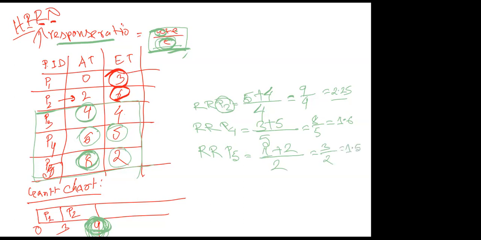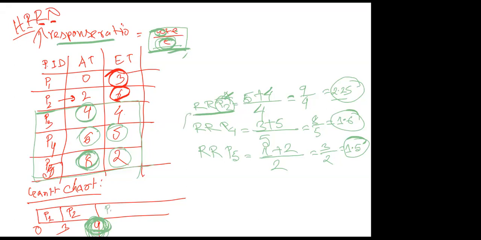1.5. Okay. So among these processes, which process will be scheduled next? Which has the highest response ratio? Here the highest response ratio is for process P3. So your operating system will schedule process P3 next.